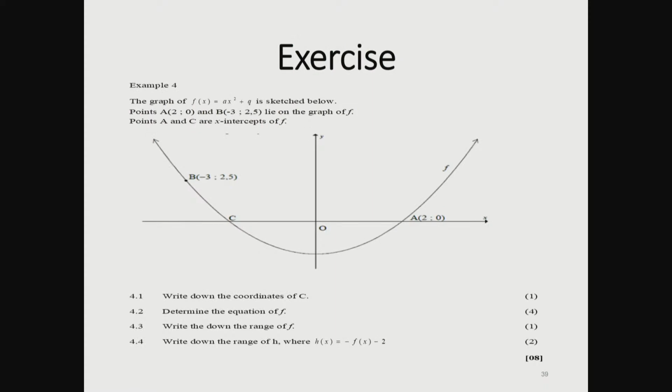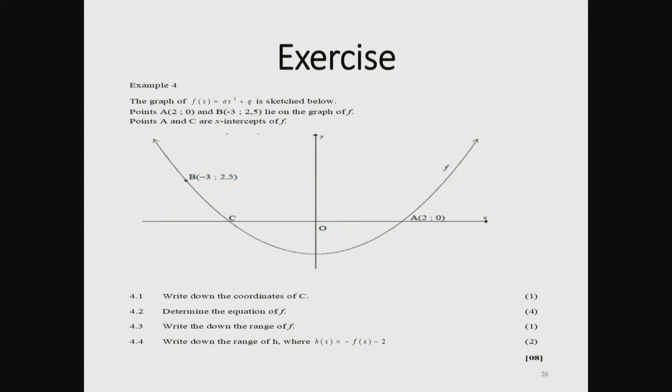Right, this was one of the papers that other grade 10 learners wrote. The graph of f of x is equals to x squared plus q is given below. Points A and B lie on the graph of f, very important. Points A and C are the x-intercepts of f. There we are. Right, the first question here is 4.1. Write down the coordinates of C. What is C? C is the x-intercept. Now, how do I get to this point here?